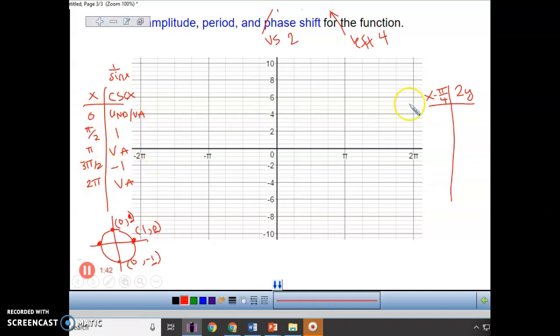So when you start subtracting pi over 4 from each of your x's and doubling all of your y's, you'll have your graph that has been transformed. So I'll go ahead and start subtracting these. Pi over 2 minus pi over 4 is the same thing as 2 pi over 4 minus pi over 4.